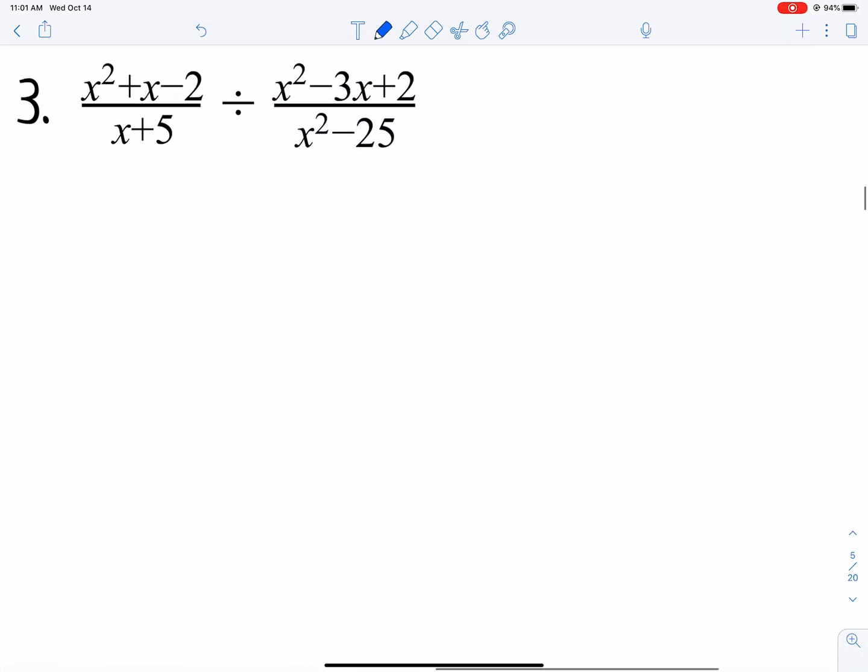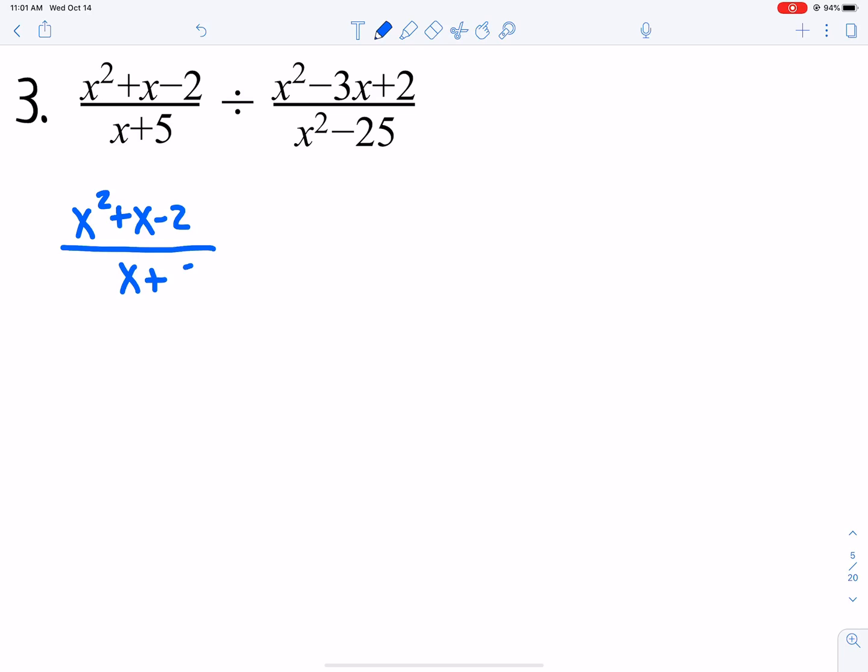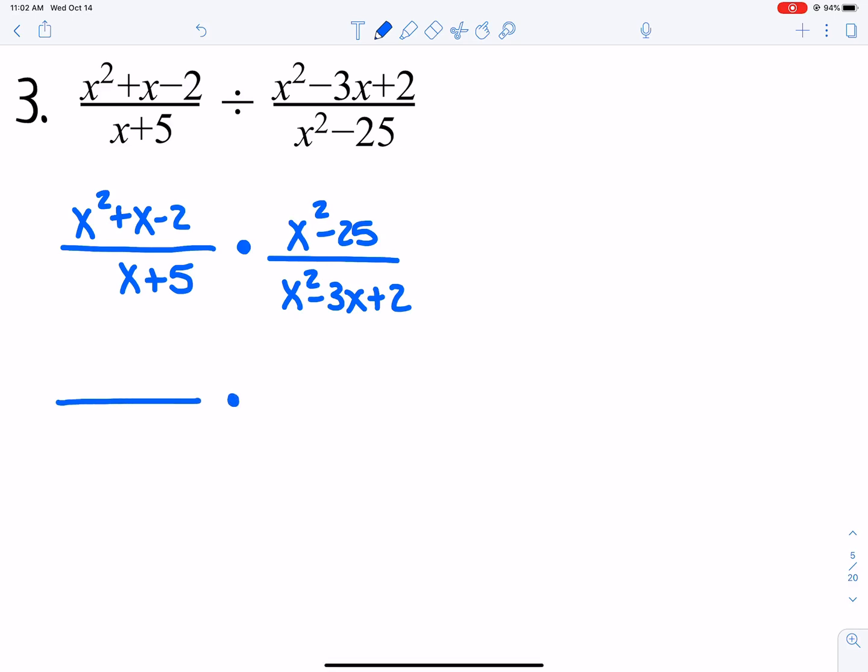So in our first step, we're going to keep the first fraction like it looks. So just rewrite it. Change it from dividing to multiplying. And then flip the second fraction around. So the numerator is the denominator and the denominator is the numerator. All right, so then notice it's a multiplying problem now. And we just need to factor everything out.